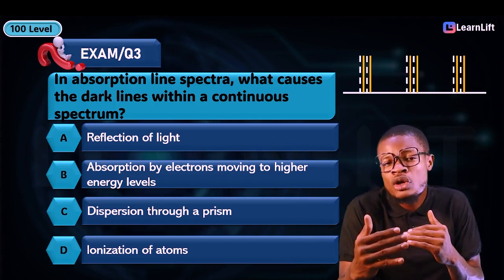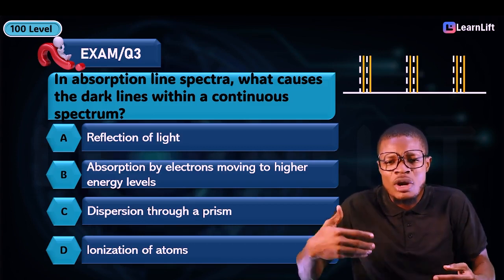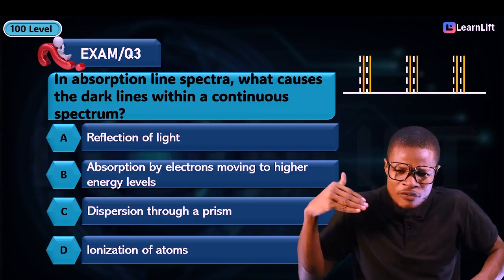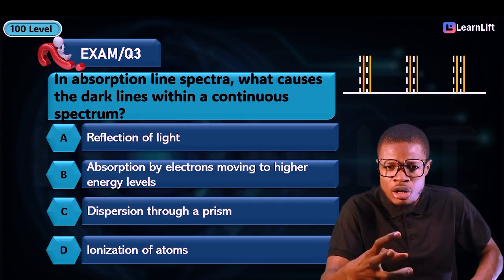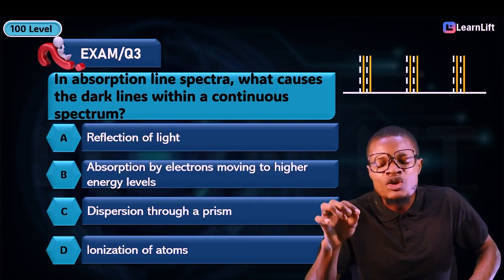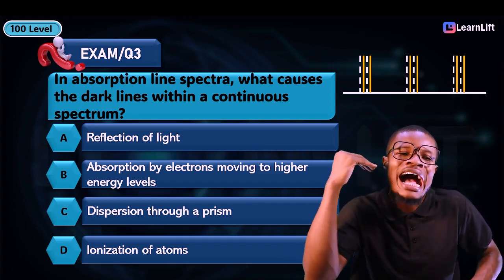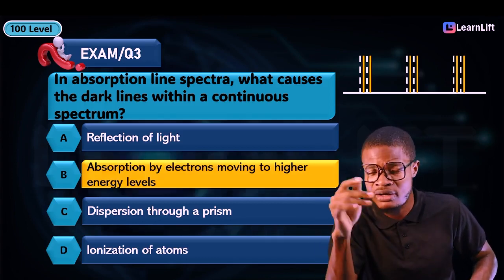So in absorption light spectrum, as you are absorbing from me now, what happens? Automatically you are increasing. You are moving high in terms of your knowledge. Are you getting it now? So in absorption light spectrum, electrons move from your lower energy level to your higher energy level. And that's the cause of dark lines there. That makes option B the correct answer. You see it now? Very simple.